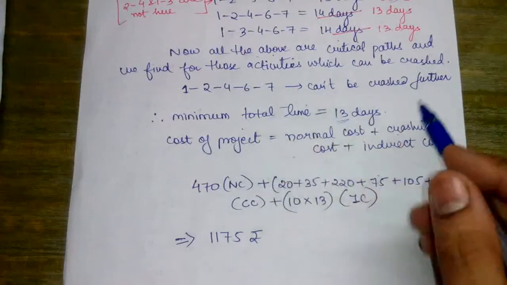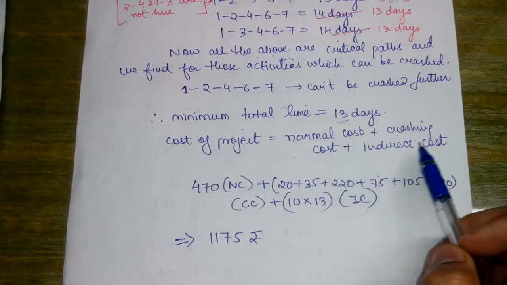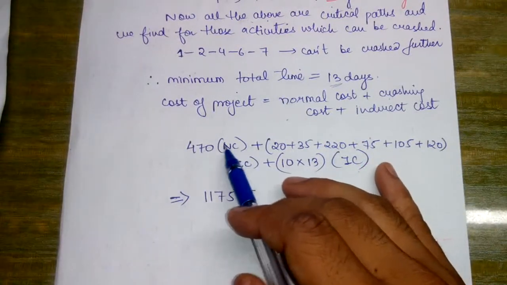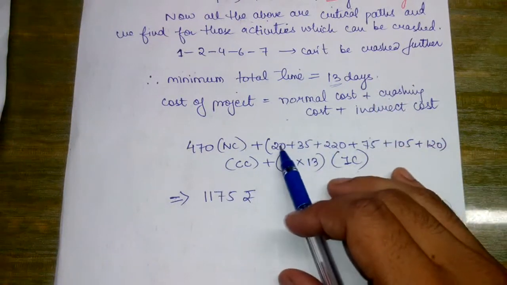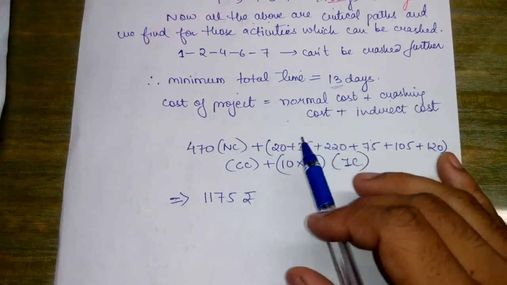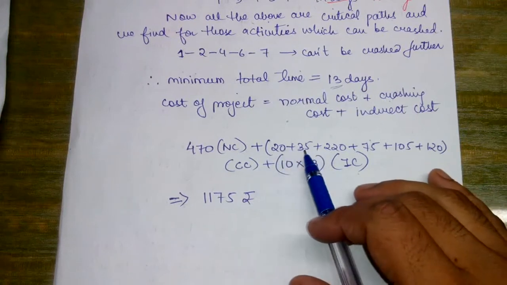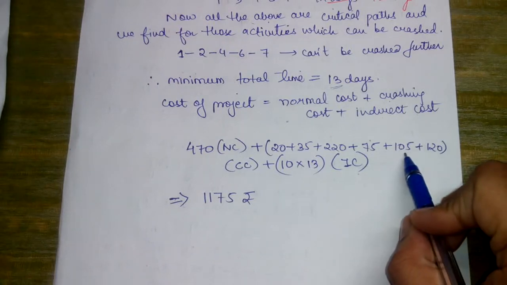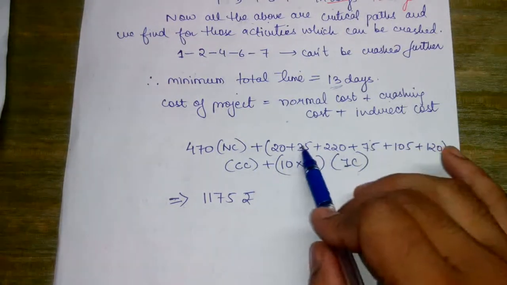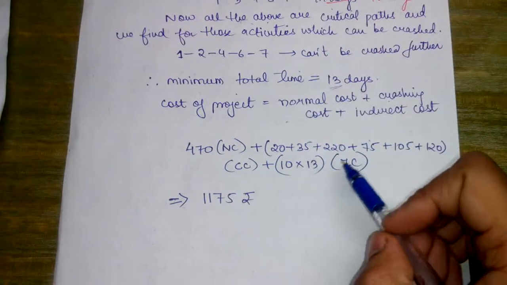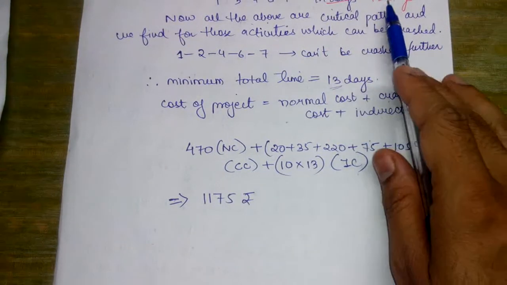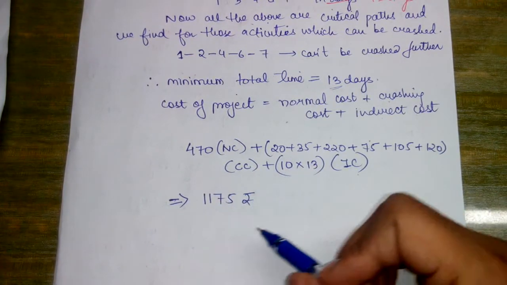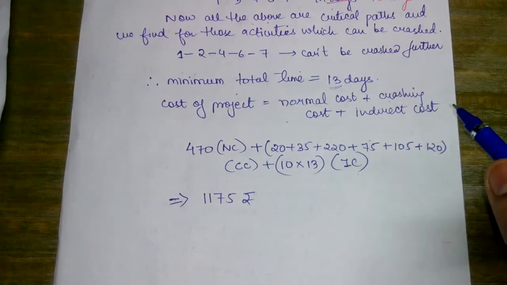The cost of the project would be the normal cost plus the crashing cost plus the indirect cost. The normal cost was obtained from the table; I have written NC as 470. The crashing cost we obtain stepwise, that is 20 into 35 plus 220 plus 75 plus 105 plus 120. This was the crashing cost corresponding to all the activities. The indirect cost was for 13 days at rupees 10 per day, so 10 into 13. So the total cost of the project becomes 1175.